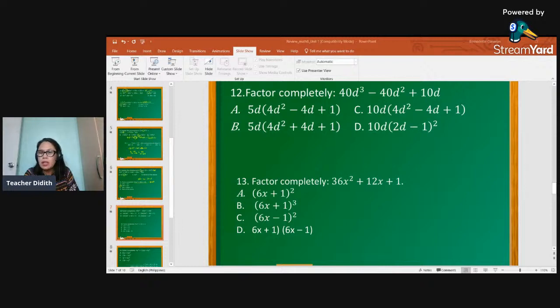For number 13, it's still factoring completely, and this is a perfect square trinomial. So we'll just have to work on the square root of 36x squared. And the square root of 36x squared is 6x, while the square root of 1 is 1. So the factor must be the square root of this separated by whatsoever the sign of the middle term of the trinomial. So this is quantity 6x plus 1 squared. And what's the answer for 13? Yes, it's letter A. Very good.